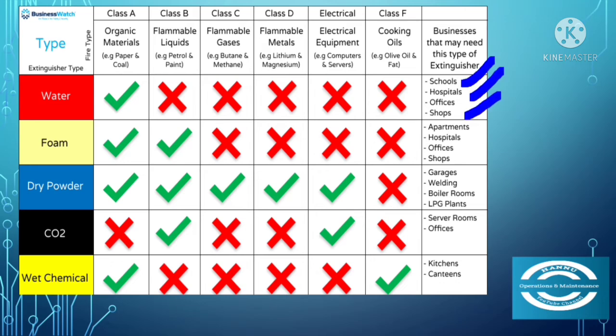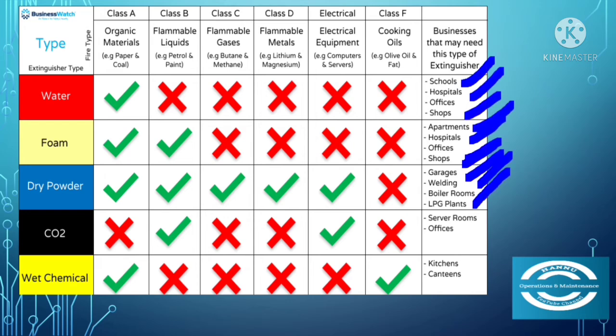Next one is the foam type extinguisher. It is used in Class A fire and Class B fire. It's used in apartments, hospitals, offices, shops, etc. Next one is the dry chemical powder. It's used in Class A, Class B, Class C, Class D, and Class E. It's used in garages, buildings, boiler rooms, LPG plants.